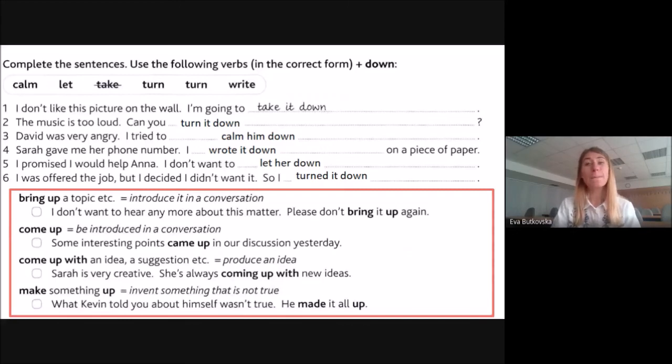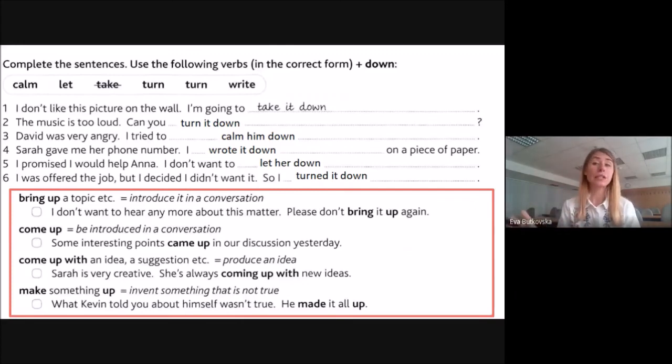And the last one is make something up, which is to invent or create. But you are creating it in your head and it is not true. So there is a difference: come up with something is to create an idea, but if you make something up, you are inventing something that is not true. In the phrase, what Kevin told you about himself wasn't true. He made it all up. So he is fooling you. He's lying to you, really. So these four are very good as well for you to remember.